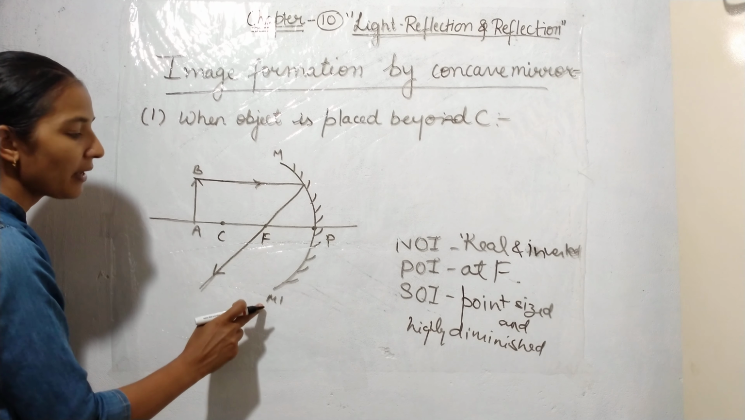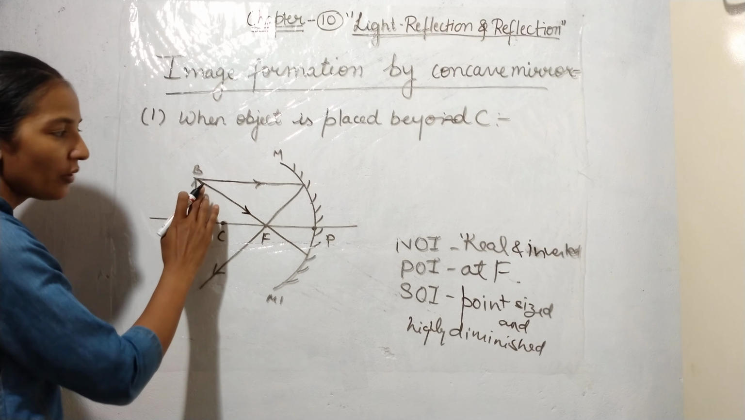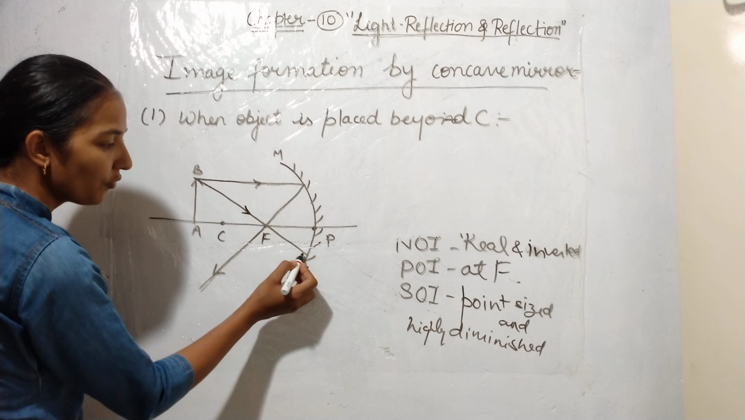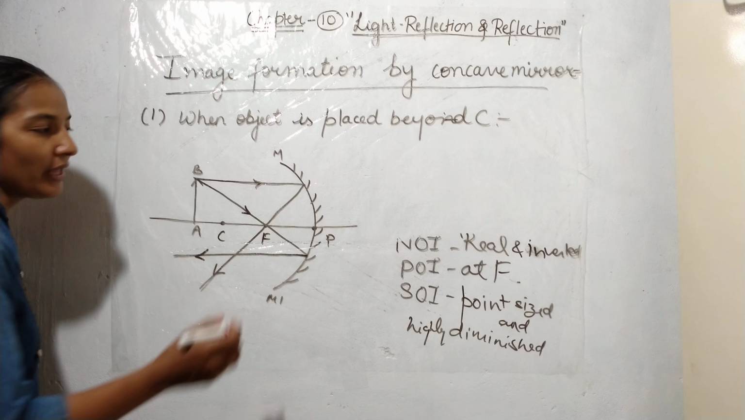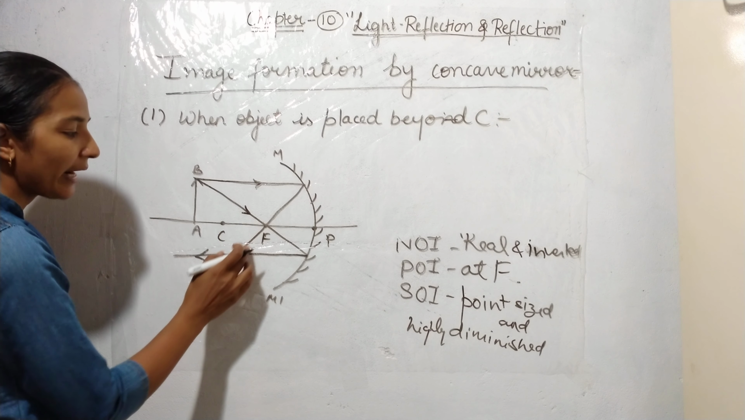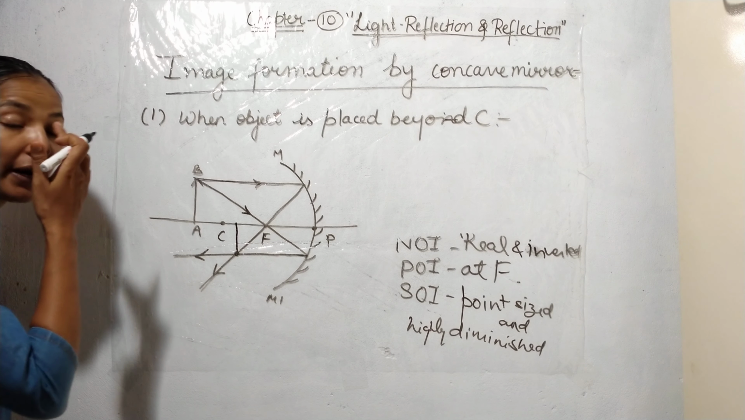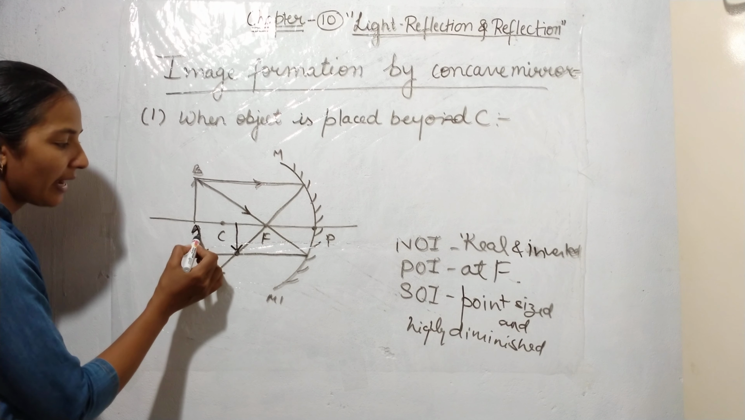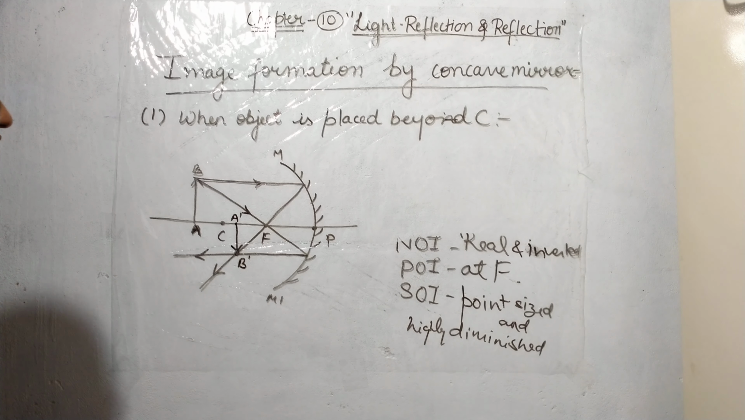You can consider one of the rays passing through center of curvature, or you can consider a ray that is passing through the focus. Any ray which is parallel to the principal axis will pass through focus after reflection, and any ray which is passing through focus will become parallel to the principal axis after reflection from the mirror. In this diagram you can see that both the reflected rays are meeting at this point. So we will draw a straight line, a perpendicular from the principal axis, and mark an arrow like this. This is A dash and this is B dash.